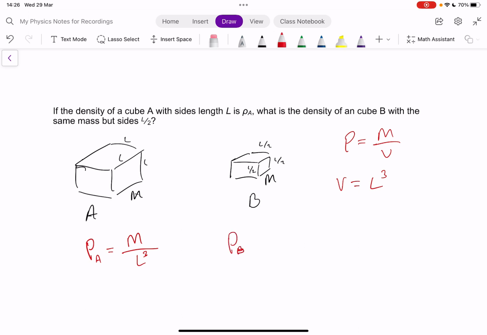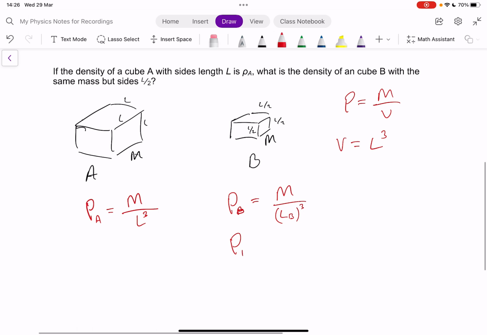The density of B will be the same thing. It'll be the same mass, but divided by the length of B cubed, which of course we can write as L over 2, all cubed. Now, when you do this little substitution, it's really important that you remember to substitute carefully. It'd be an easy mistake to make to leave the over 2 outside of the bracket and end up just with an L cubed and a divided by 2.